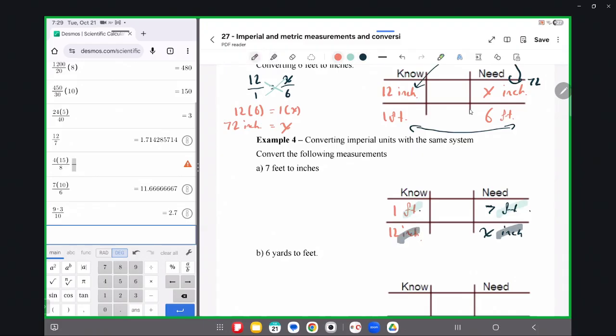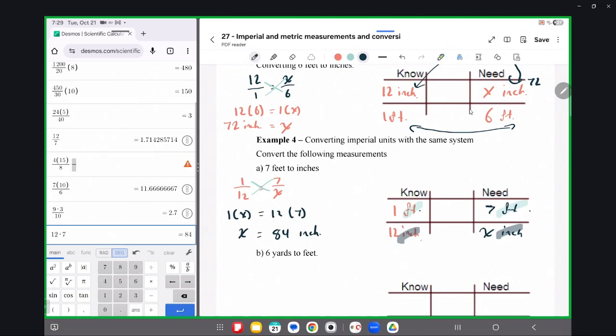Okay, so setting up my ratio, we're going to have 1 over 12 is equal to 7 over x. So we've solved this kind of question before, the means and the extremes. So this will be 1 times x is equal to 12 times 7. So x will be equal to whatever 12 times 7 is. So that will be 84 inches. So again, pretty straightforward technique. That's all we got to do.